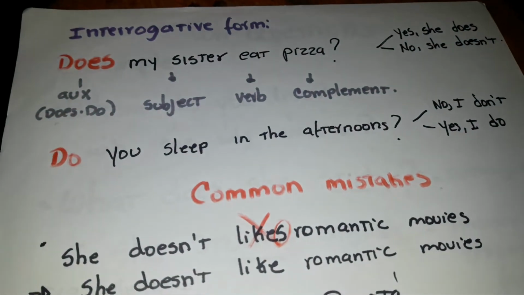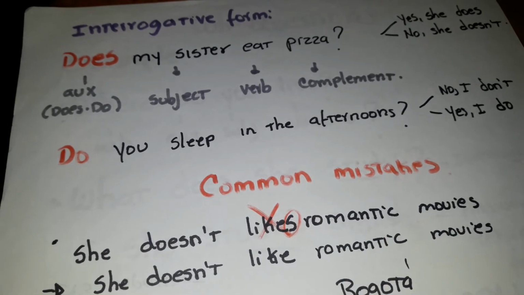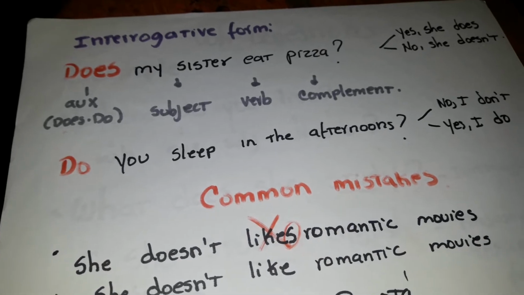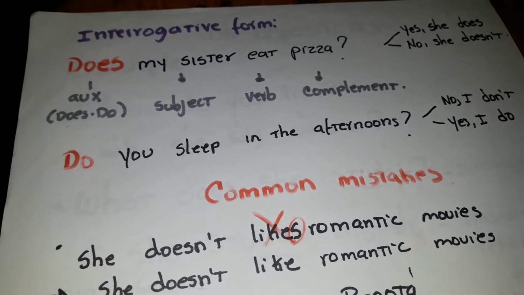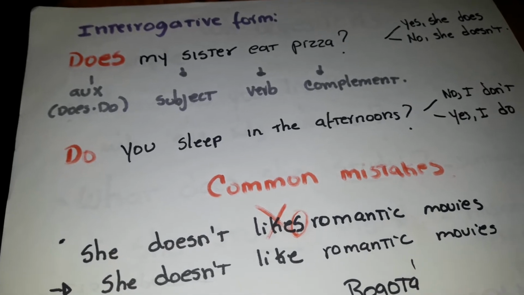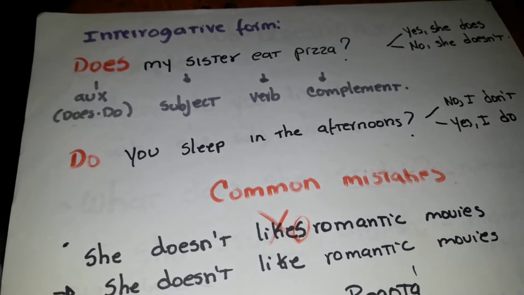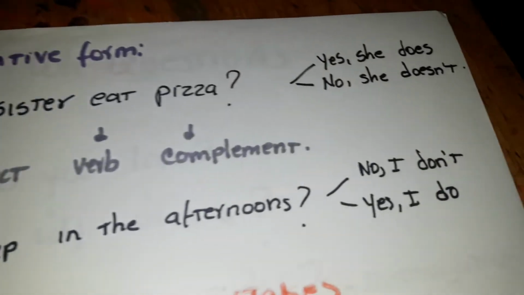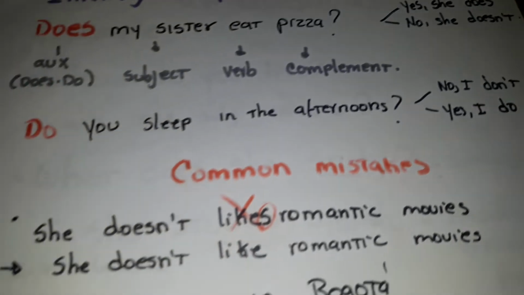This is the interrogative form. Pay attention, when you use the interrogative form, the first thing you use is the auxiliary. In this case, does my sister eat pizza? What is the auxiliary? Does, because the subject is third person, she, my sister. The grammar structure is auxiliary, do or does. Next, the subject, my sister. Next, the verb, eat. And finally, the complement, pizza. Does my sister eat pizza? This is the grammar structure, and this is the answer. Yes, she does, it is affirmative, or no, she doesn't, it is negative.